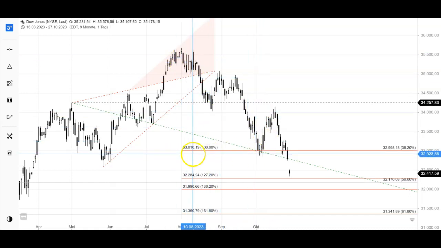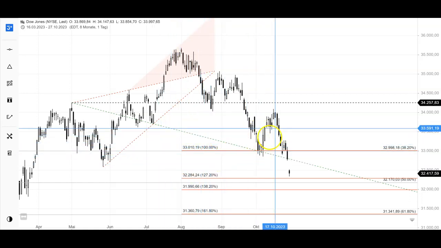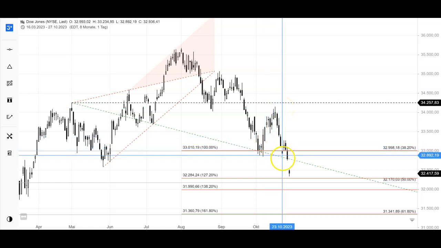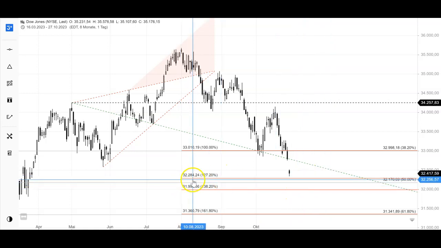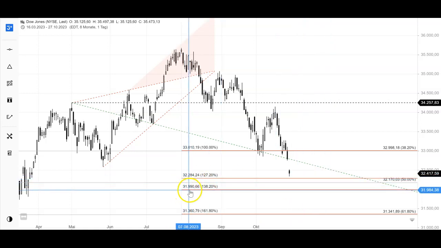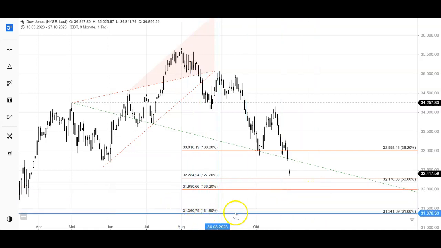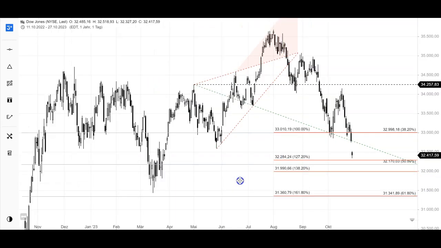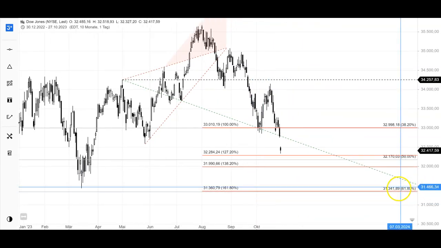The 33.010 level got hit, and it triggered another bearish sequence. We were bouncing off that level, and now we actually got that confirmation that we closed below there, and now the minimum target area between 32.284 all the way down to 31.990 is now active. Even 31.360 might get hit later on. It fits quite well to that low we made in March, 31.429, and it also fits the 61.8.